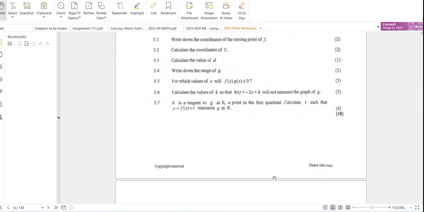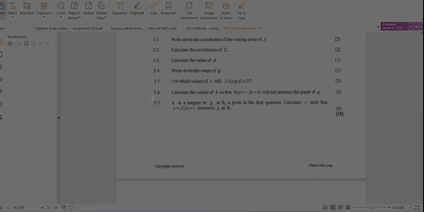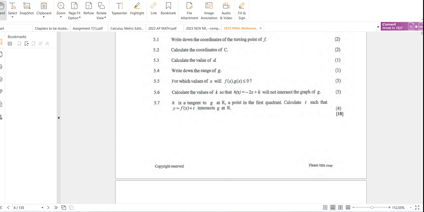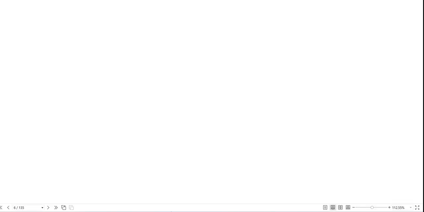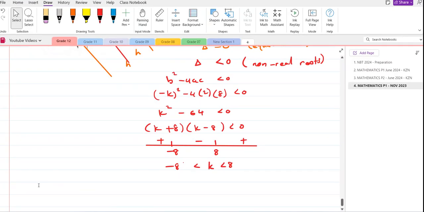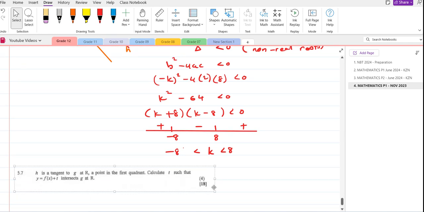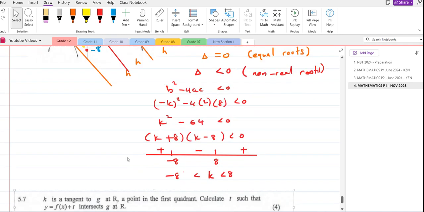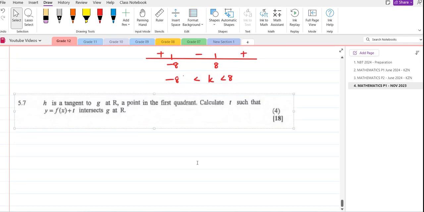5.7. Again, that was a difficult question, guys. 5.6. Right, let's look at 5.7. You have to have about 15% difficult questions in your final exam according to Department of Basic Education laws, because of cognitive levels. You get level 1, level 2, level 3, level 4 types of questions, and the difficult ones have to be about 15% of the paper. Let's look at the next question.